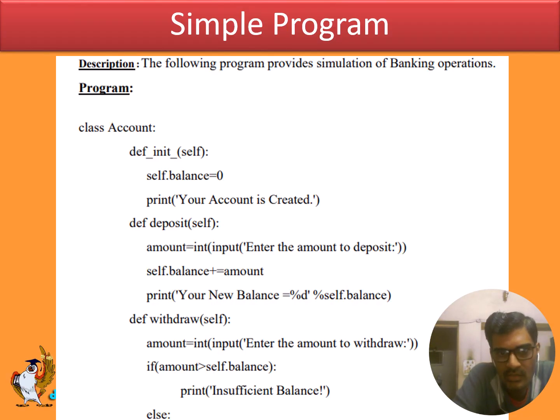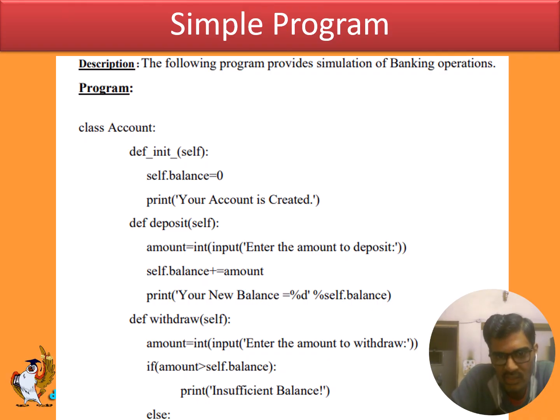The next program is one step above the earlier program. Here you look at multiple functions and how you interact with them in Python. The program is to simulate a simple banking operation. Banking operation means putting money in the bank and withdrawing money from the bank. First you have the main program, that is the def __init__. Here you declare a variable called self.balance. The balance is 0, and when you call the program, it's going to first print your account is created.